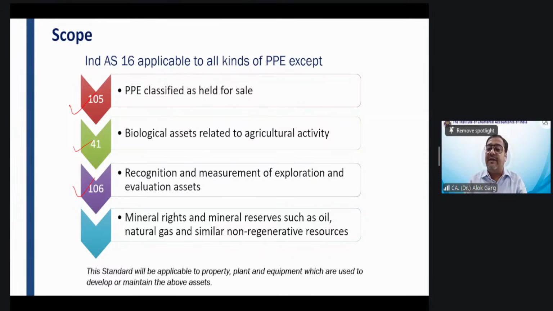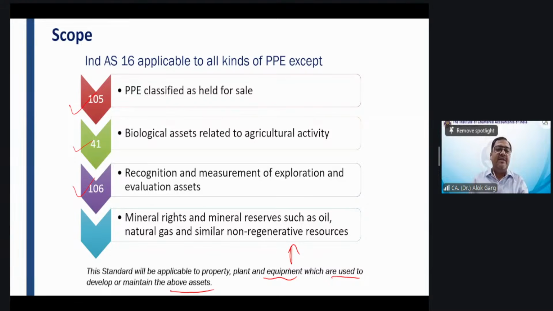If there is a mining activity, you are using cranes, you are using trucks, okay? So those cranes, trucks, right? This standard will be applicable to those property, plant and equipment which are used to develop or maintain the above assets, okay?